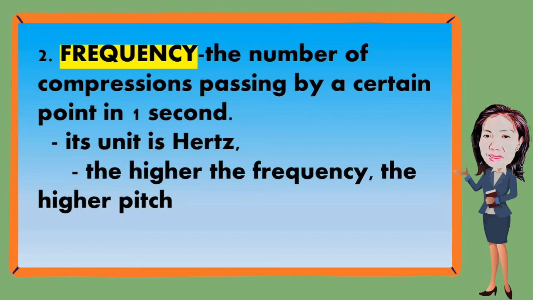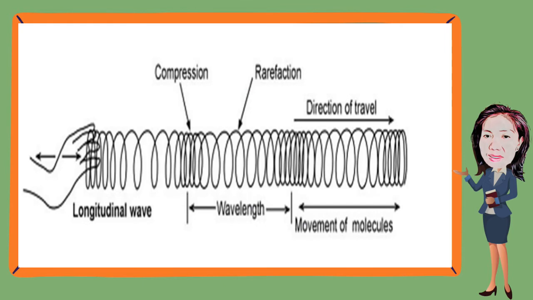Okay, let's proceed. How about the second characteristic of wave is frequency. What is frequency? This is the number of compressions passing by a certain point in 1 second. So kung balikan natin, not only compression, pwede din siya rarefaction, the number of rarefactions. Pwede din the number of trough. Pwede din the number of crest. Okay, so in the case of longitudinal wave, to measure the frequency, you have to count how many compressions are passing through in a certain time, 1 second.